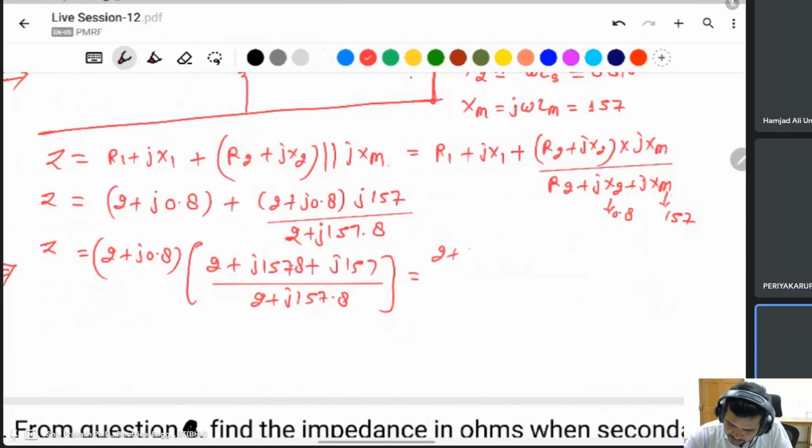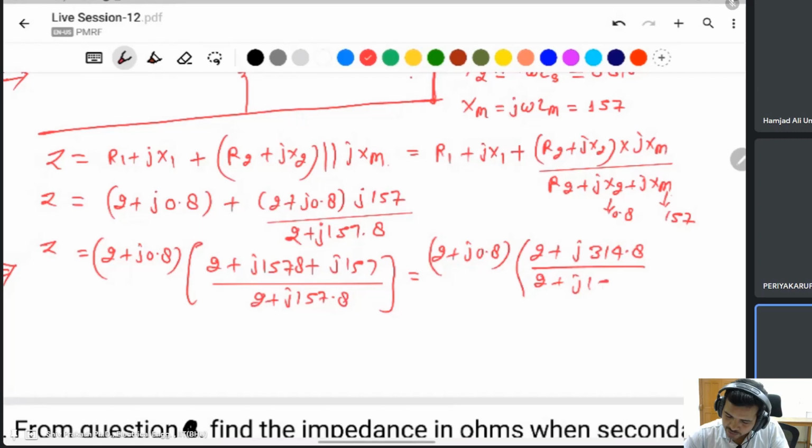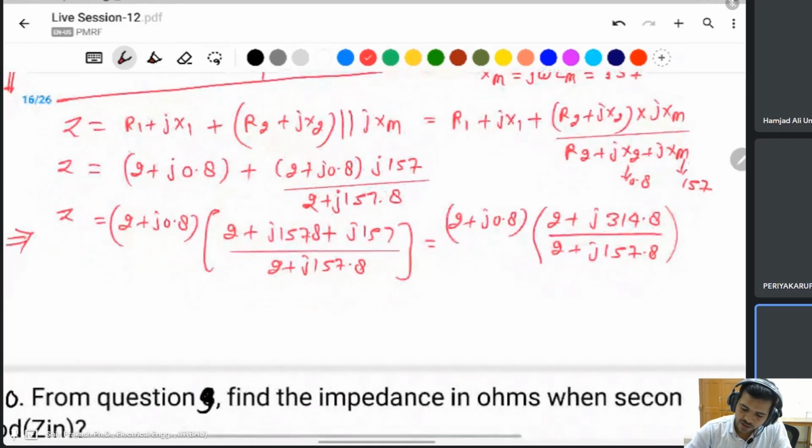It is 2 plus j0.8, 2 plus j157.8 plus 157, that is 314.8, divided by 2 plus j157.8. You can calculate from calculator. You will get the value of Z.